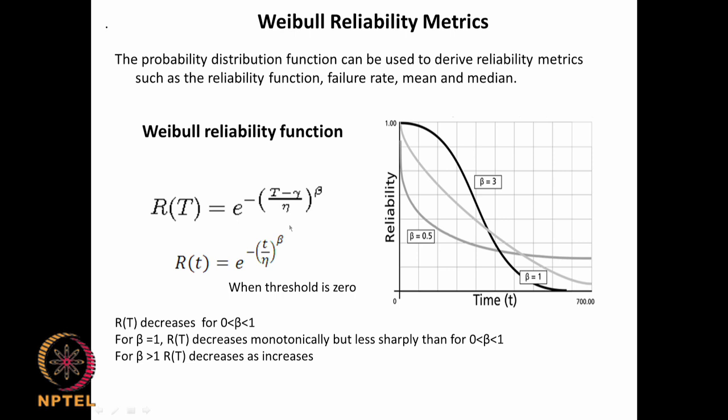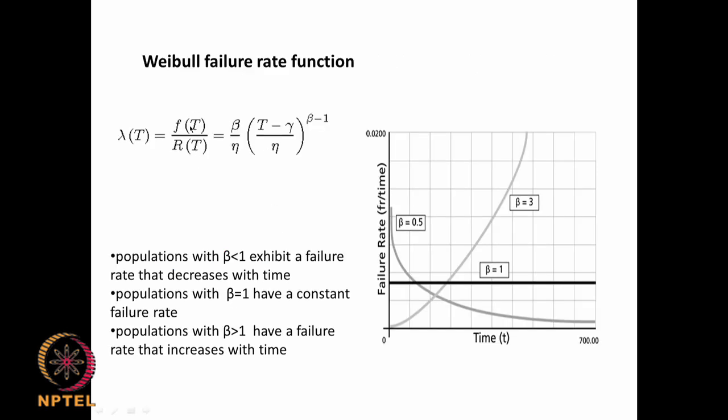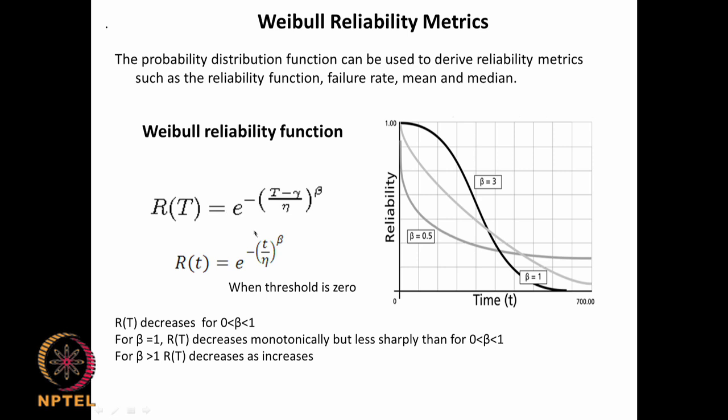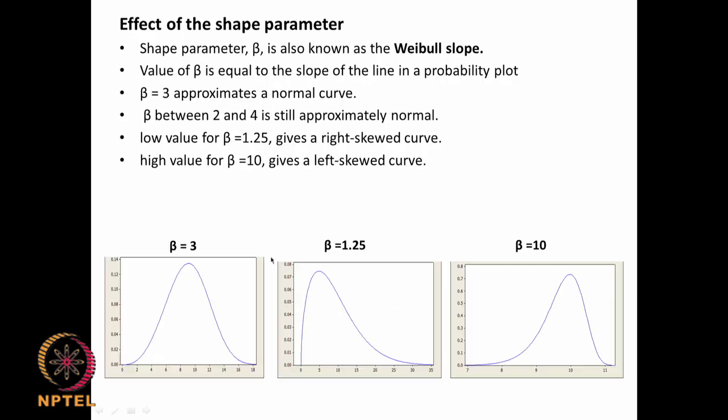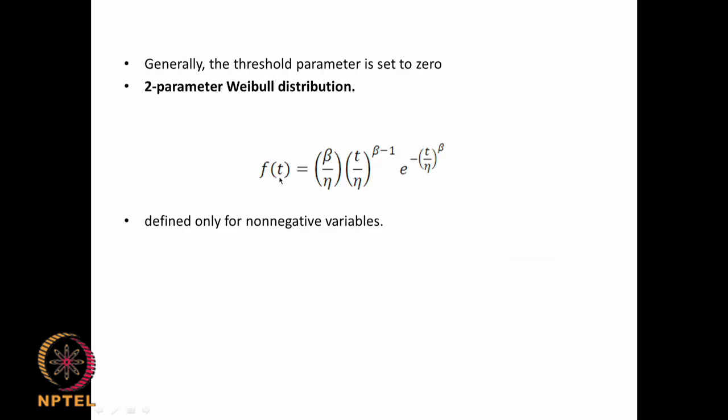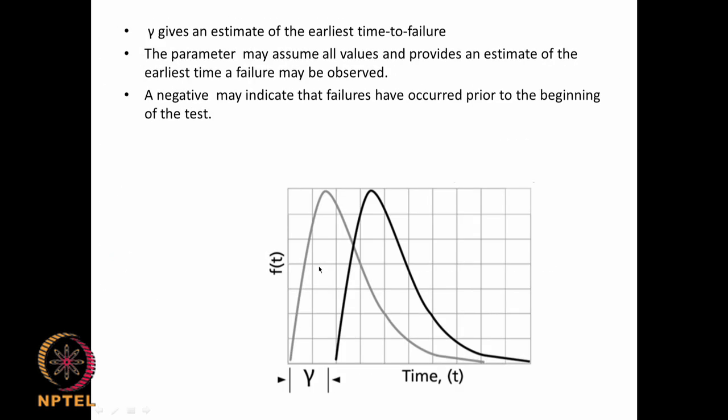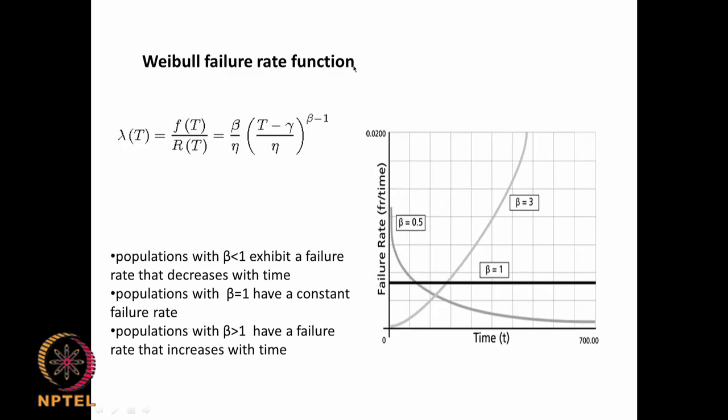So, it is a combination of f(t) and R(t). R(t) is your reliability function and f(t) is your original Weibull distribution. So, f(t) by R(t) is your failure rate function, that is failures per time as a function of time. That is called the failure rate function. So, when beta is less than 1, obviously it will keep going down and down like that. So, the failure rate will decrease with time.